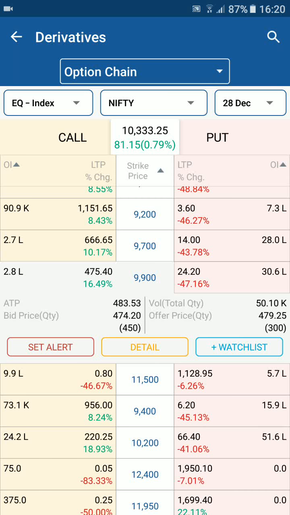If you tap onto this, you can have the alert setup feature. You can check out the detail of that particular stock. At the same time, you can add it to your watch list and make sure that you do not really miss out on anything that comes up new for this stock here.